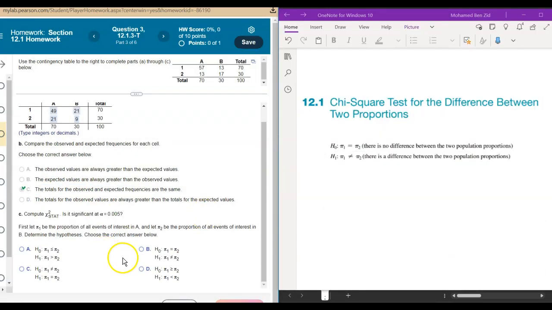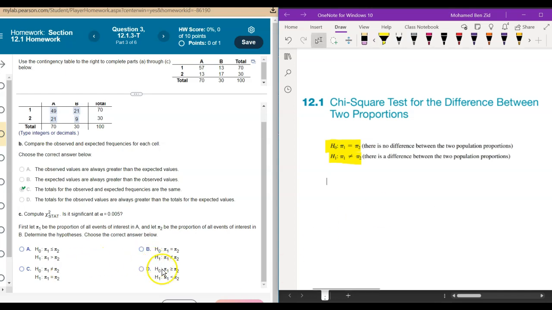For the null hypothesis, this sentence from your book, H0 is going to be ours: the proportions are the same, or there is no difference between the proportions. And H1 is that the two proportions are different from each other, or there is a difference between the two proportions. Again, this is straight from the book, and the best choice is going to be B here.